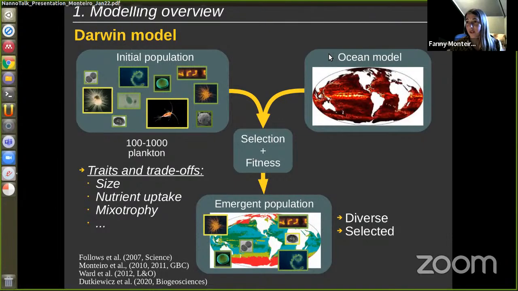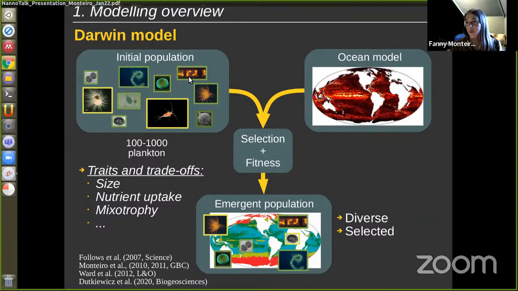So we applied this trait-based approach to plankton ecosystem modeling, and the main model is called the Darwin model. And the way it works is we populate an initial population with 100 to 1,000 different types of plankton, and they're all defined by different traits and associated trade-offs. So they could have different sizes, they could have different nutrient uptake, they could be mixotroph or not, etc., etc. And the more traits you add, the more diverse your ecosystem will be in a model.